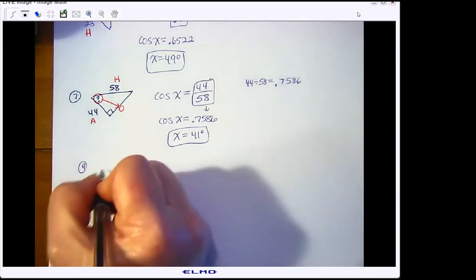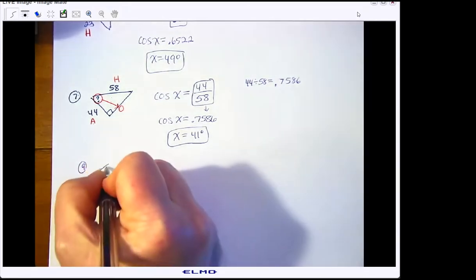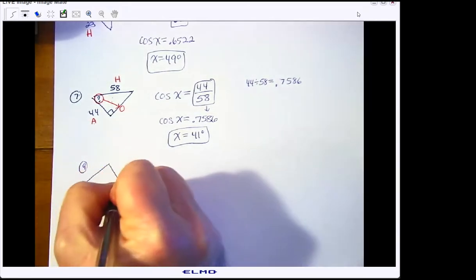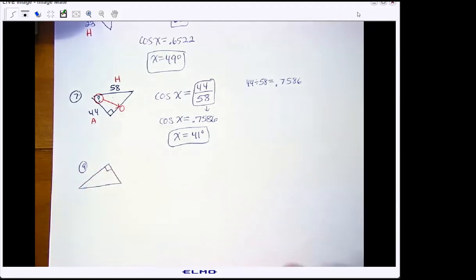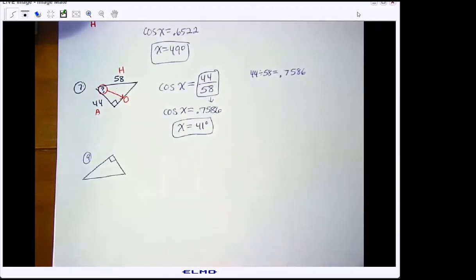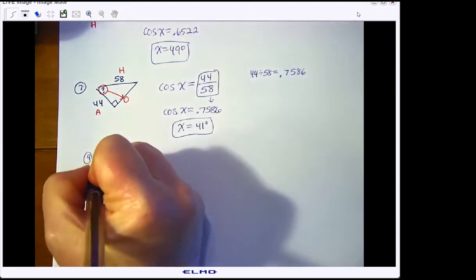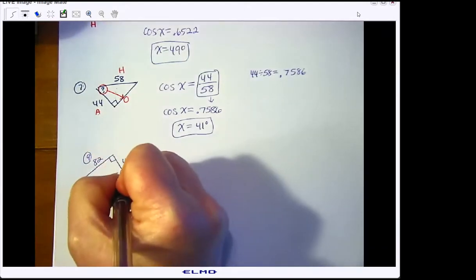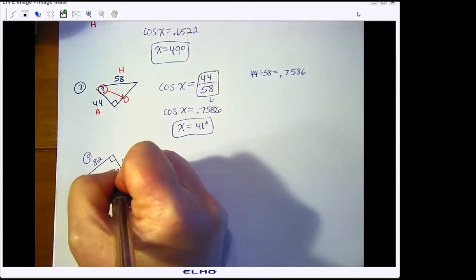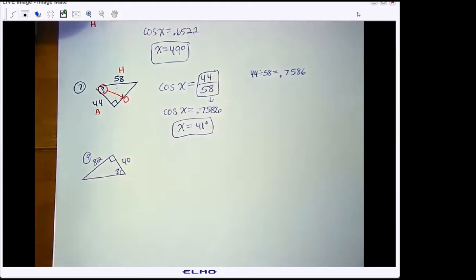So number 9. Here's my right angle. This side is 40. This side is 82. And here's the angle I'm trying to find. So put in the chat box, am I going to use sine, cosine, or tangent? Sine, cosine, or tangent?